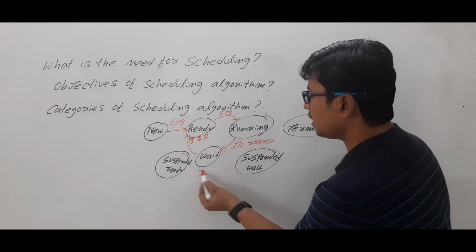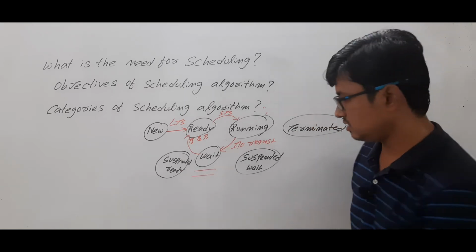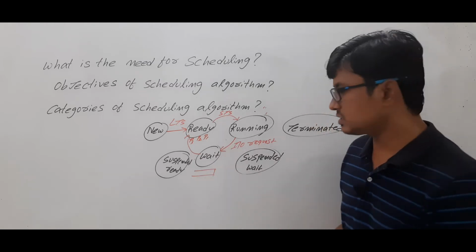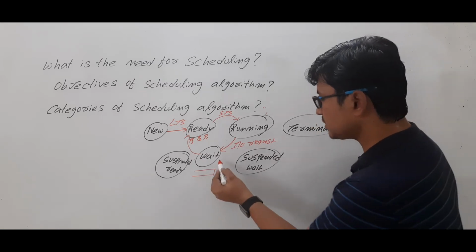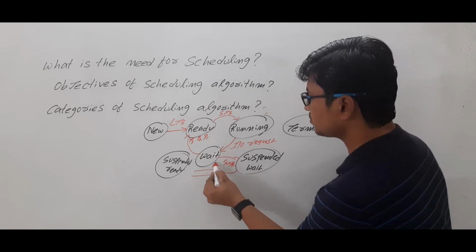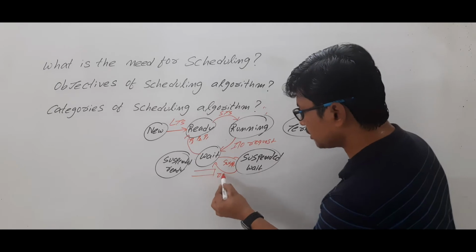Similarly, if your wait queue or the wait state is full, and still some process needs the IO request, then it will be suspended to the suspend state. If it is free, then it will be resumed.